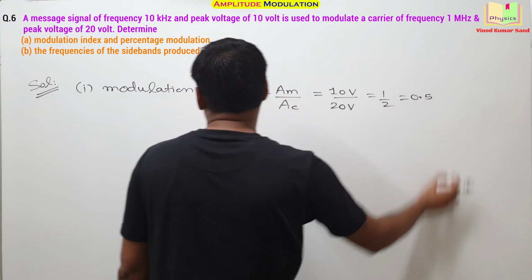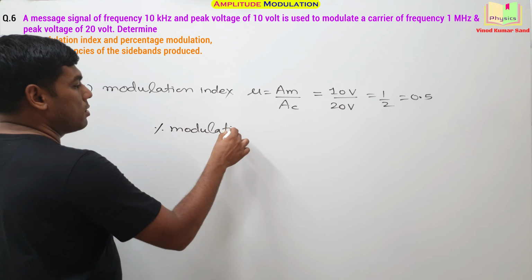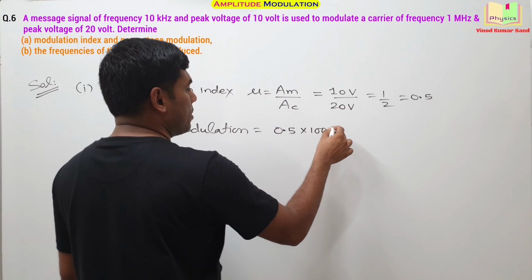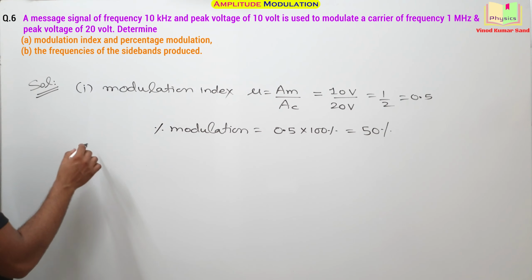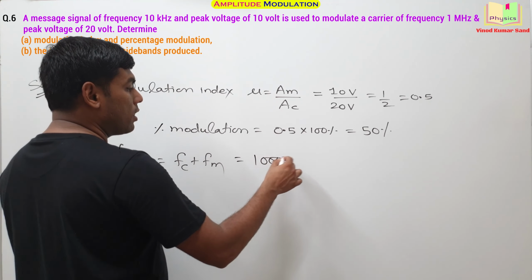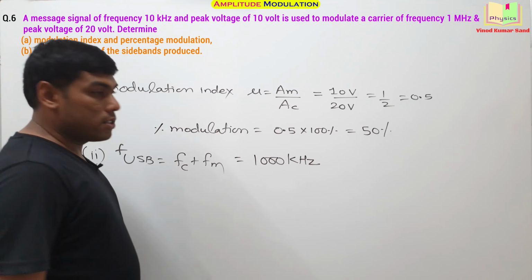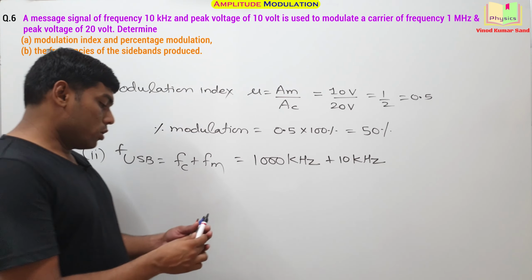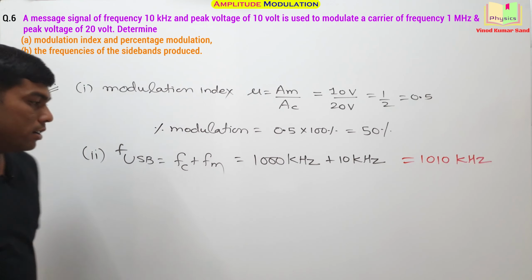Okay. If someone asks us how much is the percentage modulation, that is also simple. It will be equal to 0.5 into 100%, which gives you 50% modulation. Next computation. How much is fc? fc is 1000 kilohertz, looking at the data of the question. And how much is fm? fm is 10 kilohertz. Okay, so the upper sideband comes out to be 1010 kilohertz.